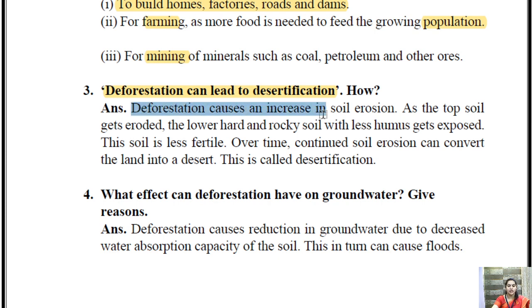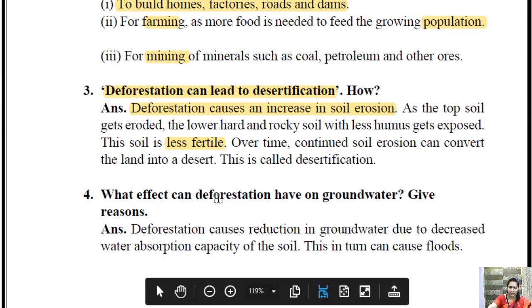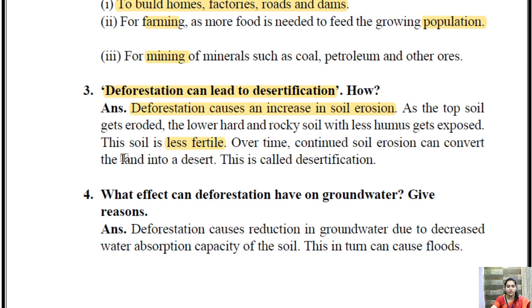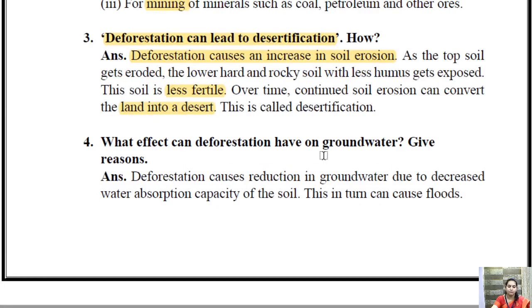Deforestation causes an increase in soil erosion, correct? As the topsoil gets eroded, the lower hard and rocky soil with less humus gets exposed. That is, it is less fertile, which I have told you. The fertile layer will be removed and we will be left with less fertile area. Over time, continued soil erosion can convert the land into a desert. This is called desertification. So I hope it is clear now.